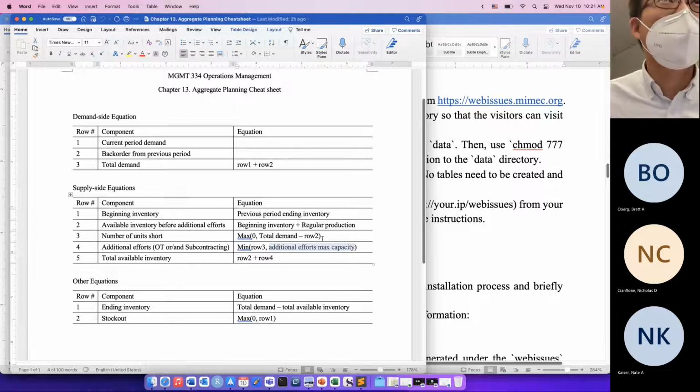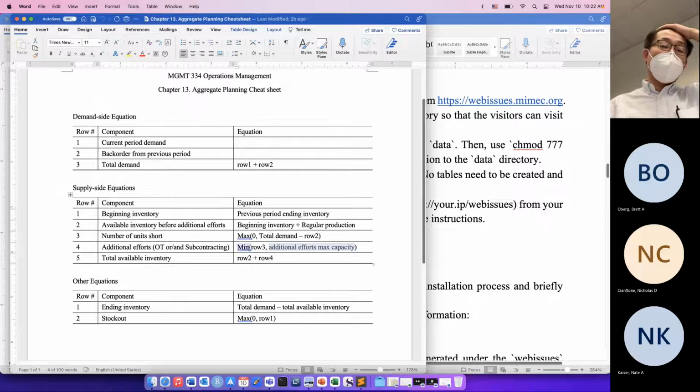If you are 40 units short, your additional efforts maximum capacity is 200, meaning you can make people work overtime to get an additional 200 units, or you can subcontract up to 200 units. 40 is the amount you need. 200 is the maximum you can go. It's the minimum of those, right? So you're only going to make people work overtime to get 40. You're not going to make people work overtime to get 200, which is the maximum. It's not necessary. So that's the equation here: the minimum between those two numbers.